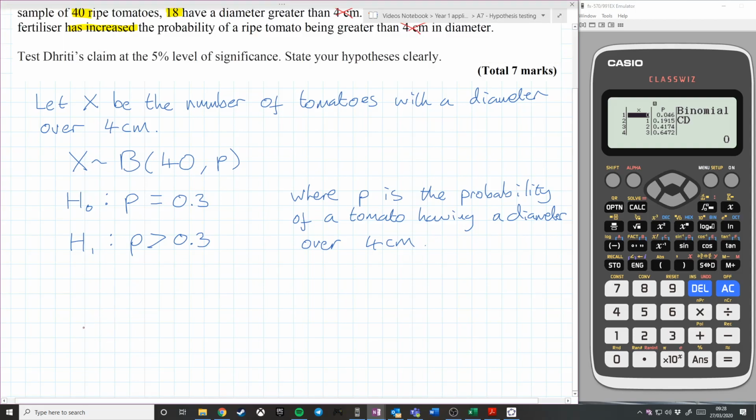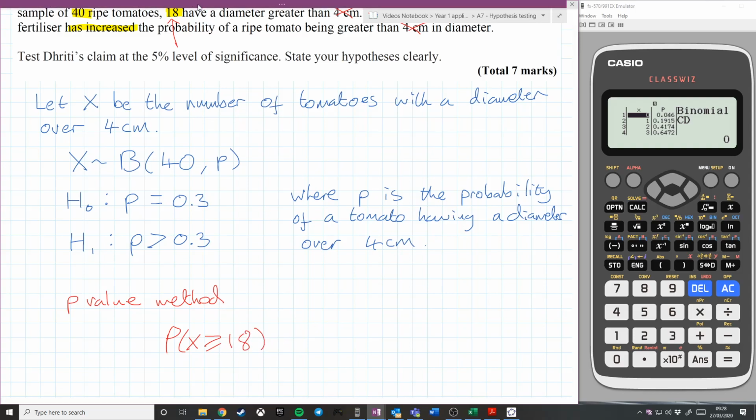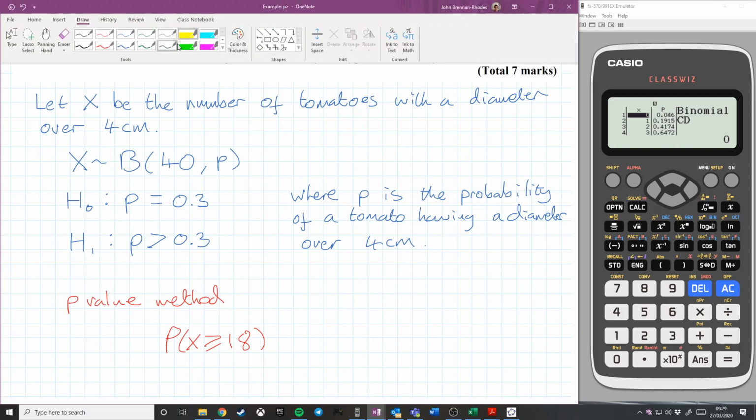So I'm just doing a p-value. So I'm using the p-value method. It's going to be in the upper tail, and we have an observed of 18. So I want to find the probability of x being greater than or equal to 18, because it's an upper tail. And I want to compare it to, in the question, 5%.